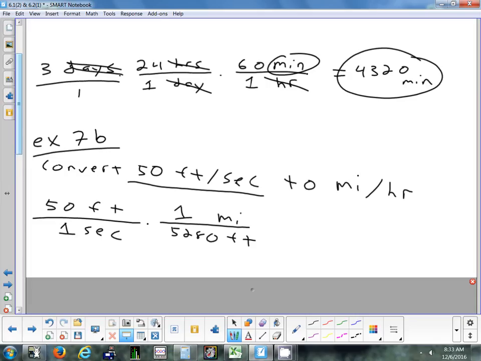Now, what if you stopped right there? What's the answer? What's the units in this problem? Miles per second. Yeah, we have miles per second. Okay, we want miles per hour. So now, same thing we basically did in the last problem. Change the time unit. We're trying to go from seconds to hours.